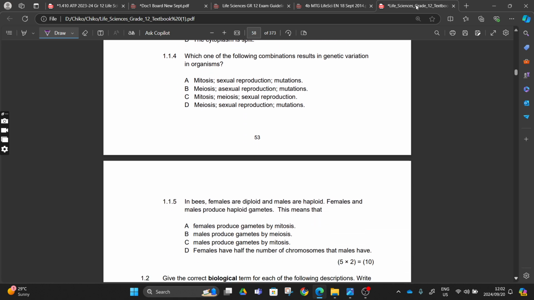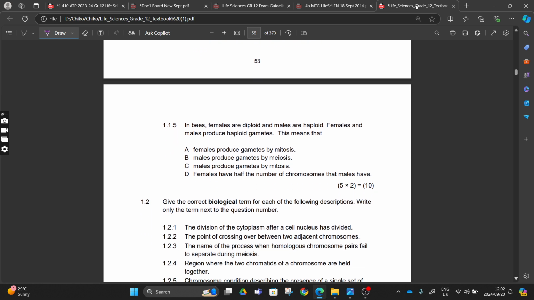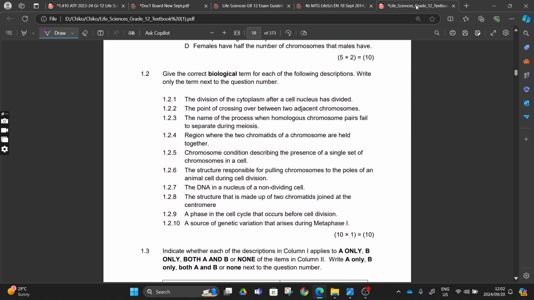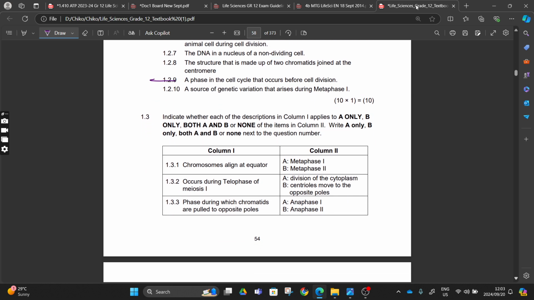This is an activity. Which one of the following combinations results in genetic variation: meiosis, sexual reproduction and mutation. You can do this on your own. Then the biological term: a phase in a cell cycle that occurs before cell division, interphase. And a source of genetic variation that arises during metaphase 1, crossing over. So you can do these activities.